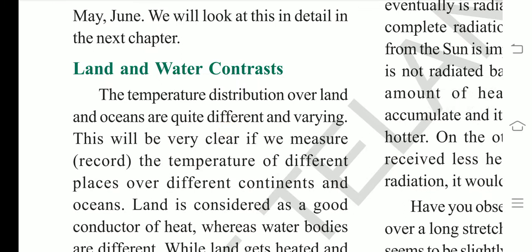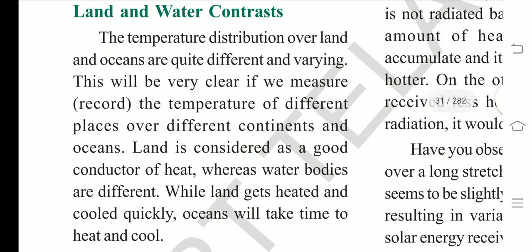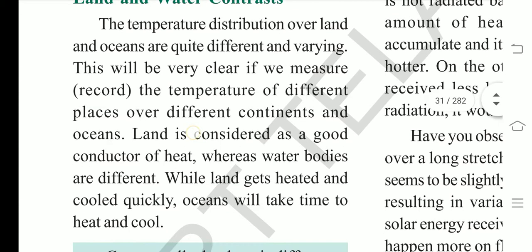Temperature distribution over land and ocean is completely different and varies, and this will be clear if we measure the temperature of different places over different continents and oceans. If you open the atlas and find the map showing the temperature, you will understand that temperature is different at different continents. Understand?